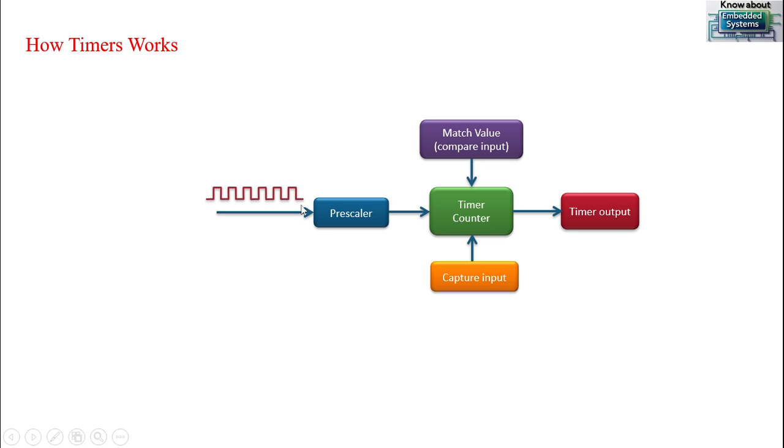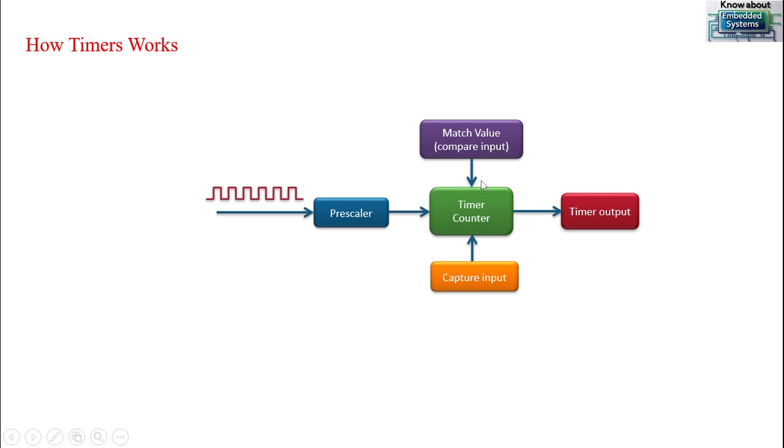The clock, whatever you're supplying, will be given to the timer counter unit here. What the timer counter unit will do is very simple: it will just count the clock pulses which you have given from the peripheral clock or a crystal oscillator clock. It will just keep on counting. It's an up counter.